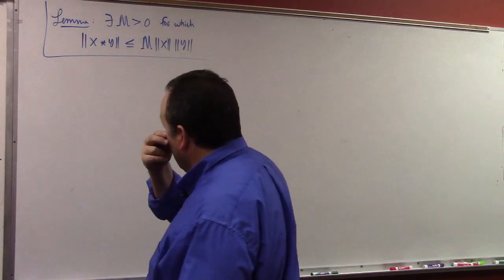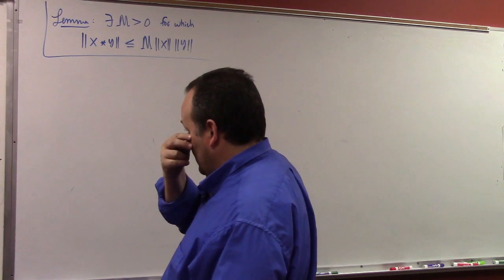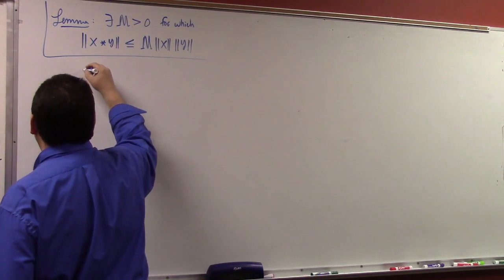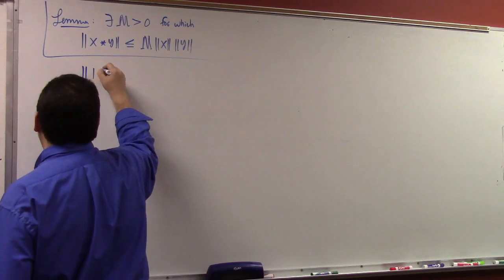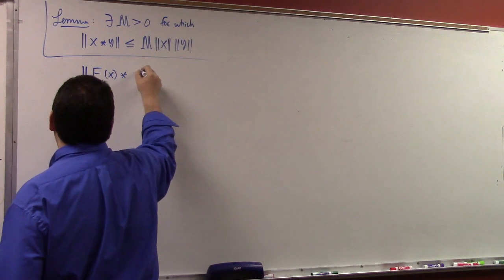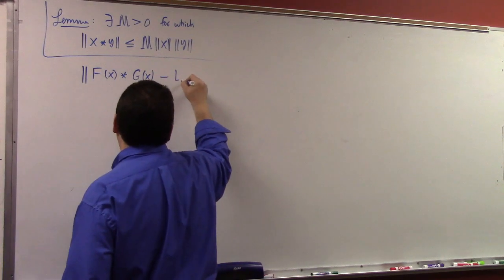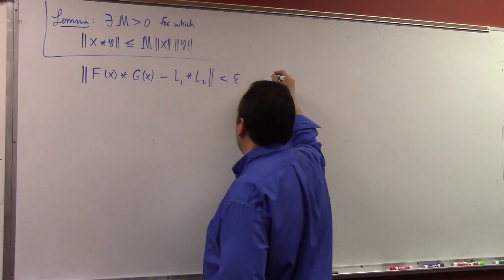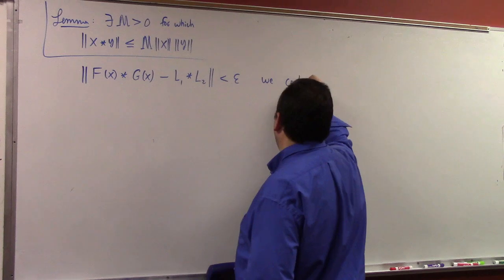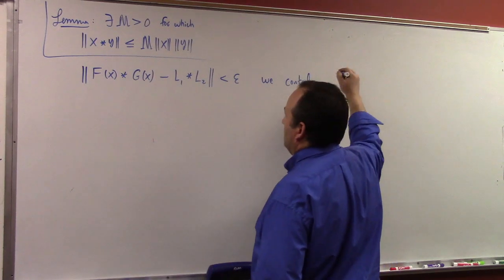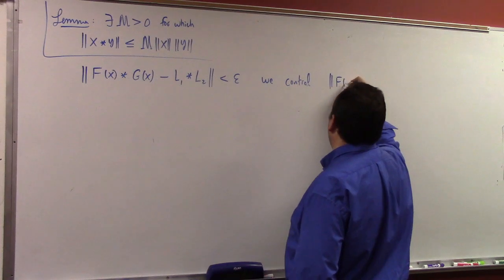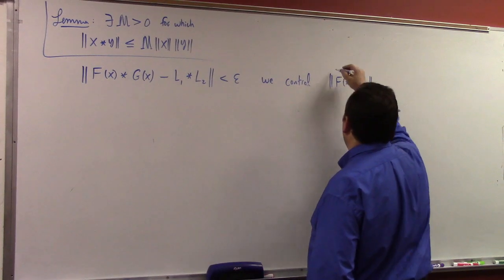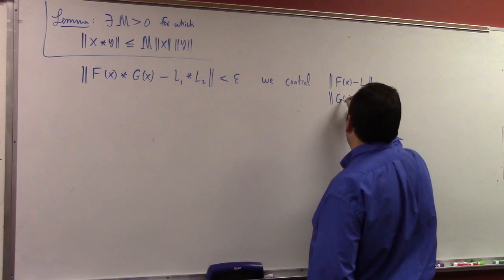Okay, so let's see the theorem. Do we have a chance at the theorem now? Let's just study what we're trying to do. We're trying to come to terms with how to calculate the norm of f of x star g of x minus L1 star L2. We'd like that to be less than epsilon, and we have control. What do we control? Well, we control the norm of f of x minus L1, and we control the norm of g of x minus L2.